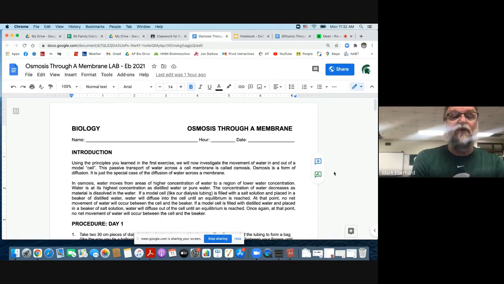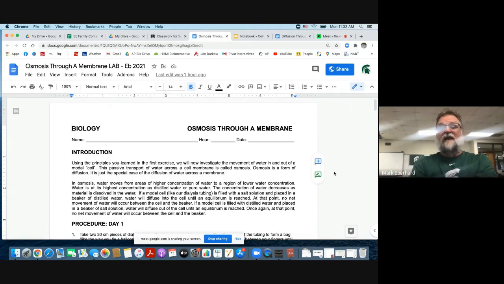Osmosis is a form of diffusion. It is just the special case of the diffusion of water across a membrane. In osmosis, water moves from areas of higher concentration of water to a region of lower water concentration. Water is at its highest concentration as distilled water or pure water. So distilled water, pure water is 100% water. There's no solute, zero. The concentration of water decreases as materials are dissolved in the water. And that's the key. The more you dissolve in the water, the lower the water concentration becomes. And that makes it hypertonic.